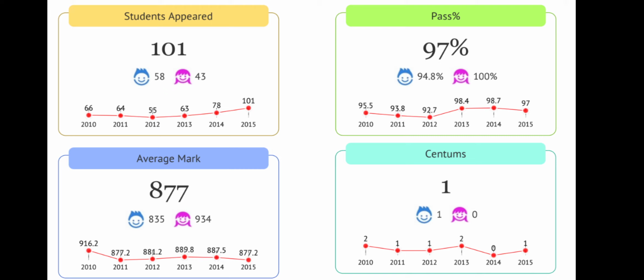What is the pass percentage? 97% is the pass percentage, out of which 94.8 is boys and 100% is girls. What is the average mark? The year wise breakup is given very clearly as a line chart, and total centums. In 2010 there are two centums, in 2011 there is only one centum. All these things are possible only with the help of implementing computers in the field of education.